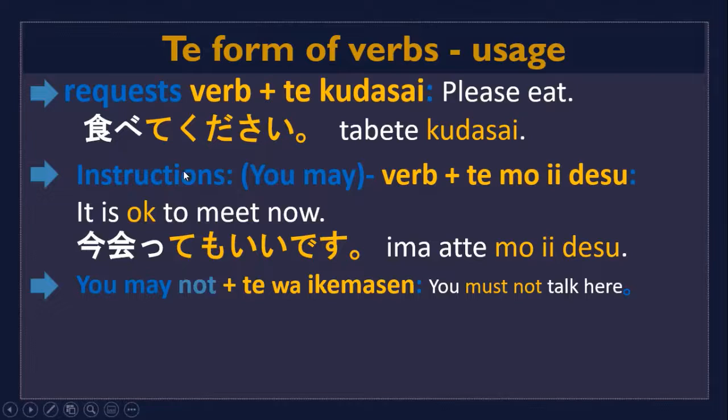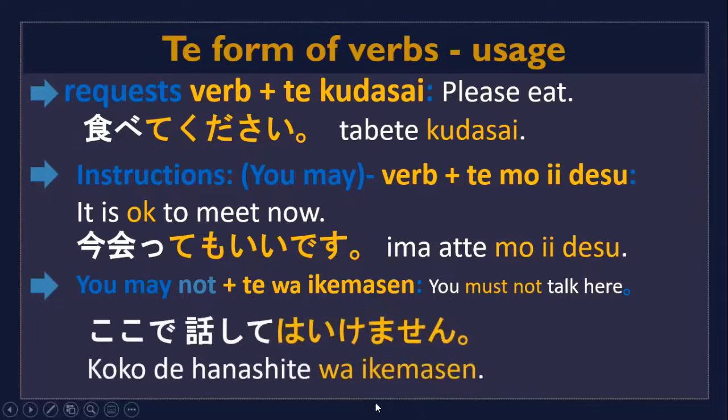And the opposite of this: it is not okay to talk here, or you may not talk here, or you must not talk here. Then it will be te wa ikemasen. It will be ここで話してはいけません。So, 話す becomes 話して, 話してはいけません。So, this is where we use te form.